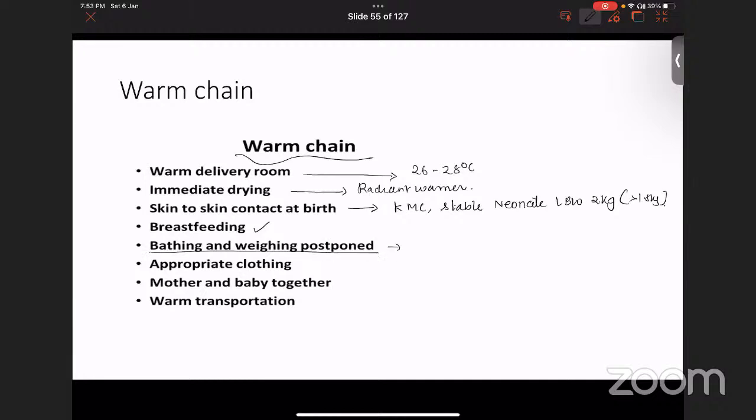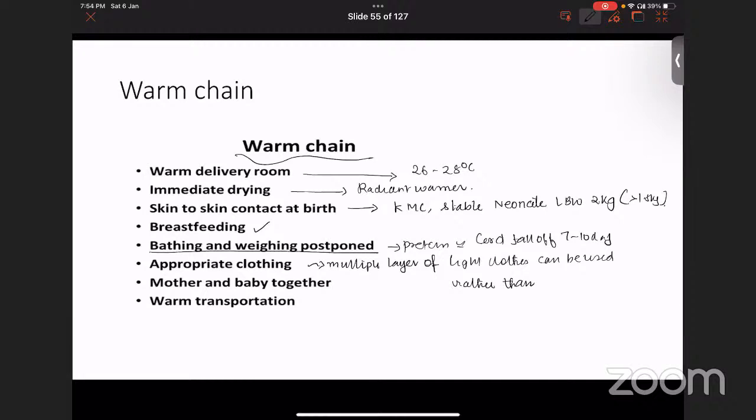Bathing and weighing should be postponed for preterm babies till the cord falls off. That mostly takes about 7 to 10 days. Appropriate clothing: multiple layers of light clothes can be used, rather than wool clothes. That is the important thing. Do rooming in, very, very important. Co-bedding with the mother will increase the bond.